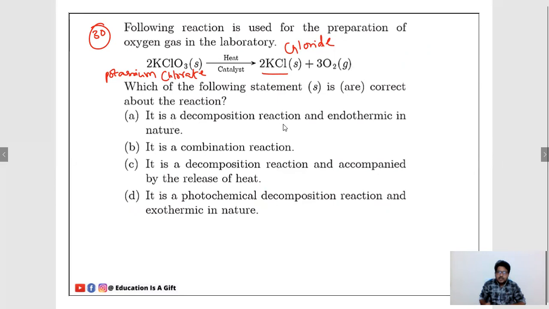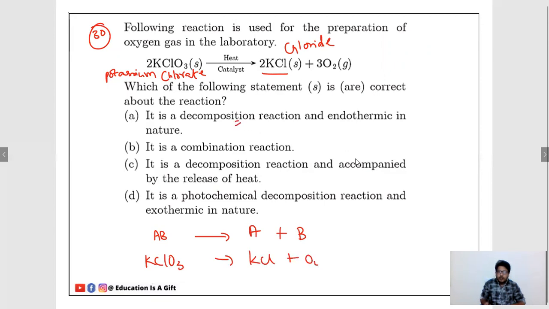It is decomposition reaction and endothermic in nature. So is it decomposition? Yes. What is decomposition? If you have AB molecule, if it is decomposing into A plus B, it is decomposition. Yes, same thing is happening here. KClO3 is decomposing into KCl plus O2. Fine, decomposition, that is correct.